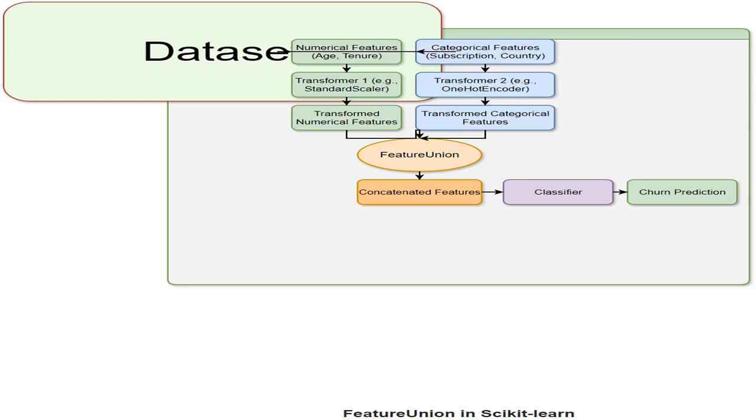The dataset contains information about customers, including numerical data like their age and how long they've been subscribed, tenure, and categorical data such as their subscription type and their country of origin. This data will be used to build a model that predicts whether a customer will stop using the service, customer churn. It's a great dataset to work with.